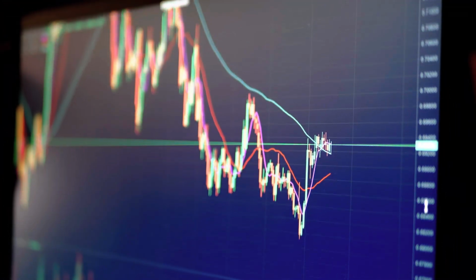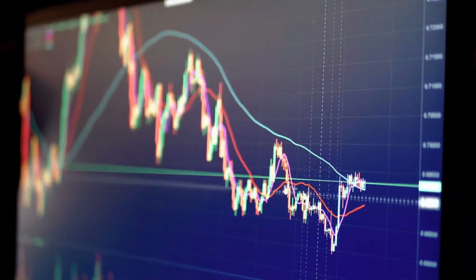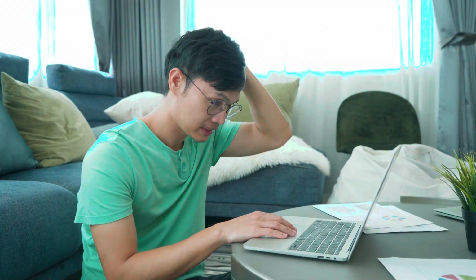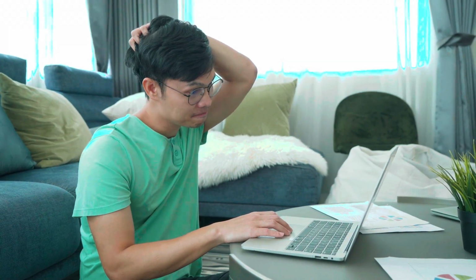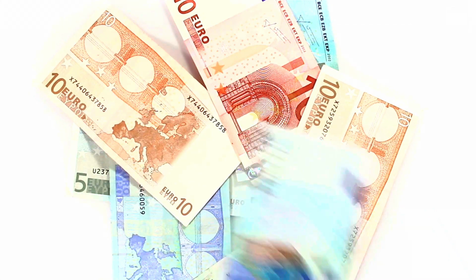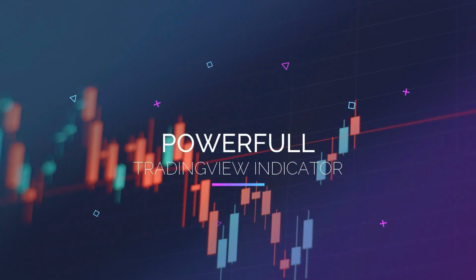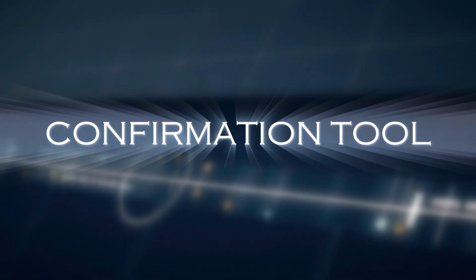You see a perfect looking setup, the indicator says go. You jump in and the trade just completely falls apart. You get faked out. It's frustrating and it costs you money. Well, today that stops. I'm gonna show you a powerful indicator to spot your entries. But the real secret is the confirmation tool we're gonna pair with it.